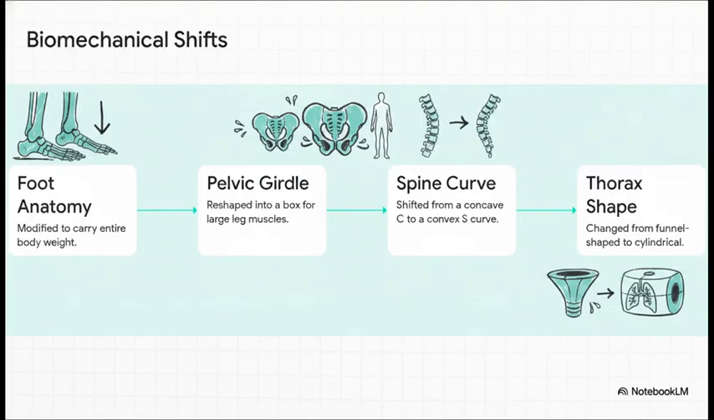And let me tell you, mastering the ground mechanically was no small feat. Bipedal locomotion required a total head-to-toe biomechanical re-engineering. It's so complex. Your feet had to change to carry your entire body weight. Your pelvis had to widen into a box shape to anchor massive new leg muscles. Your spine literally had to invert from an ape-like C curve to a human S curve. Because think about it, without that adjustment, the sheer weight of the chest would make an upright animal fall flat on its face. Even the rib cage shifted from a funnel to a cylinder just for better balance.